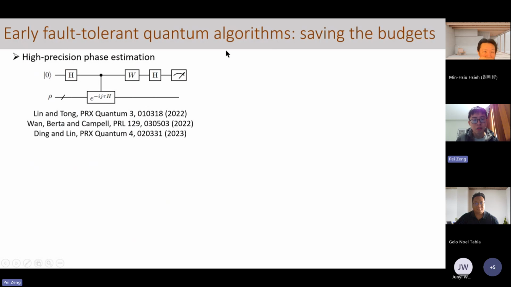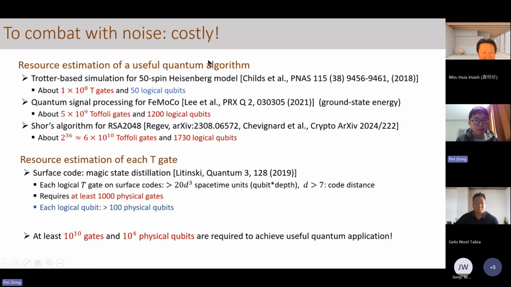So for these quantum algorithms, the motivation is to try to reduce the cost of the T gates or Toffoli gates.